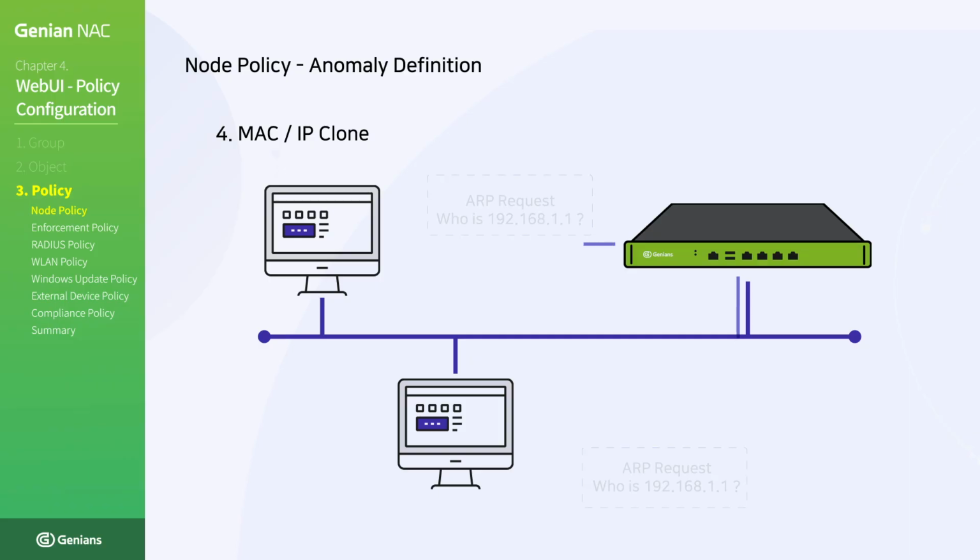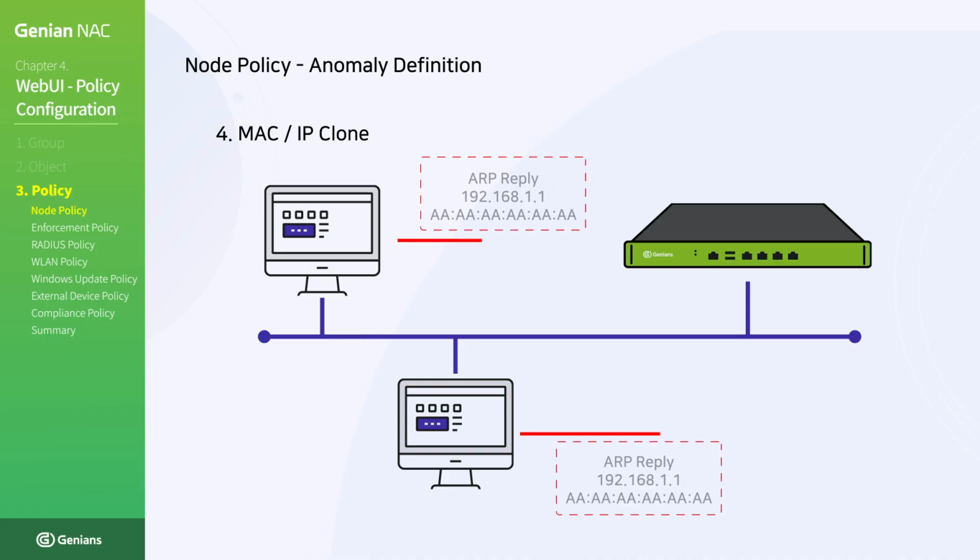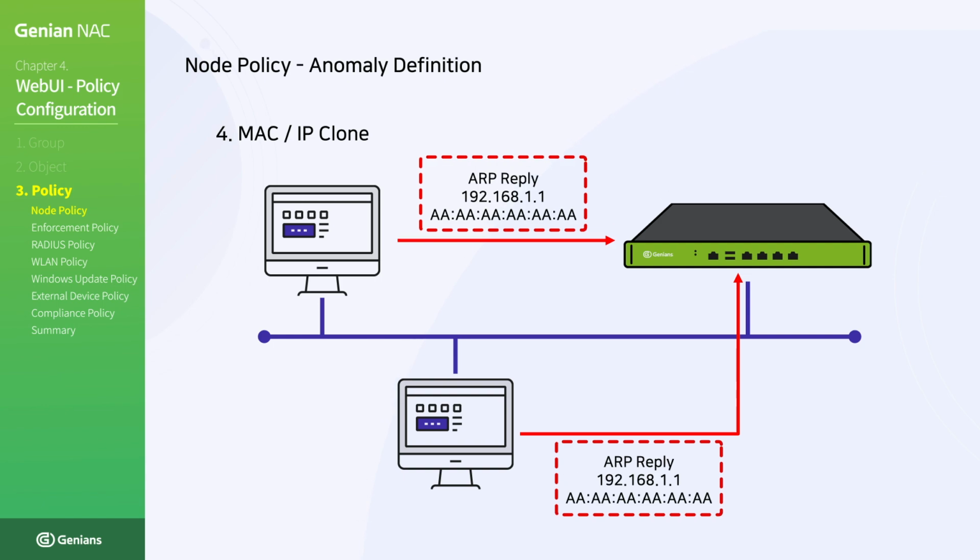In this detection process, NAC sends ARP requests. Under normal conditions, a single response is expected. However, if multiple responses are received, it is flagged as a potential risk, identifying MAC IP cloning activity.